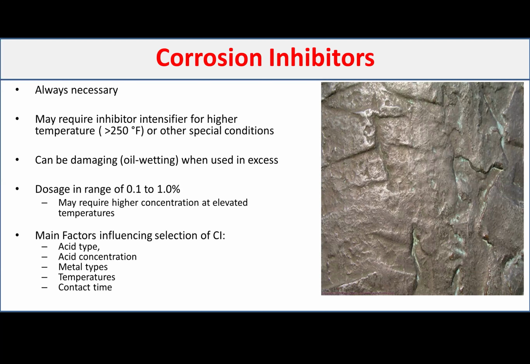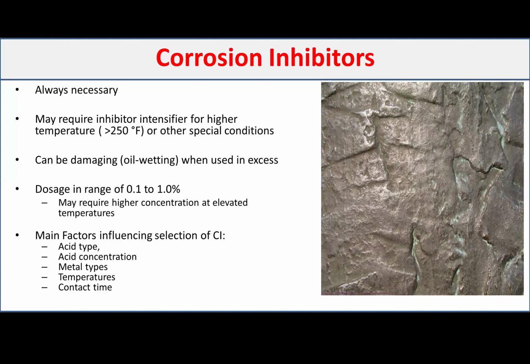The dosage is usually between 1 to 10 GPT, which is 0.1 to 1 volume percent. That's a typical usage. Depending on the temperature, the steel, the acid and the acid concentration, the concentration can go from 0.1 volume percent up to 1 volume percent.